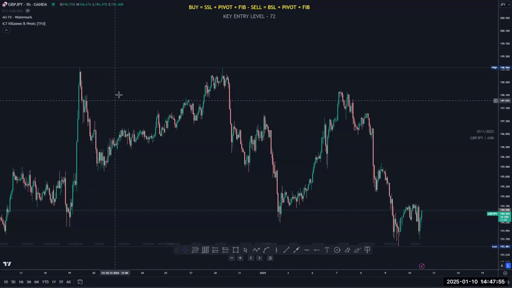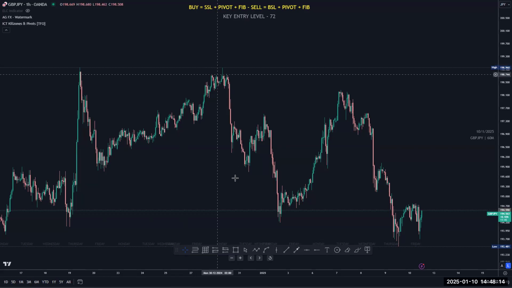Welcome back, guys. Today I'm going to present to you a logic that I call Enigma BOS logic. It's basically a different way of identifying break of structure and using that understanding to identify precise entry locations for your future opportunities.